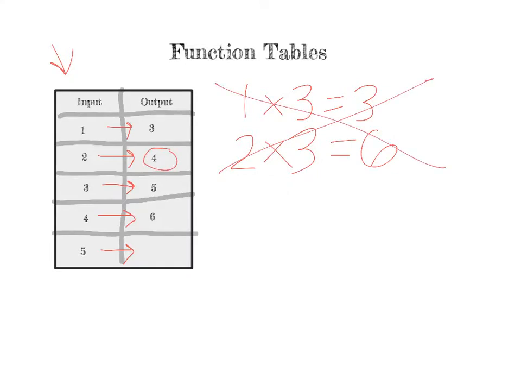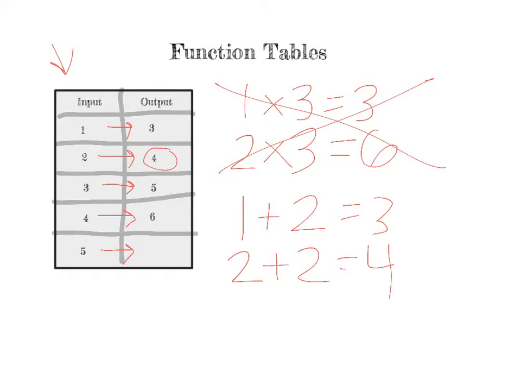Okay, let's try again. I put in 1. What else can get me to 3? 1 plus 2 equals 3. Okay, let's try it with 2. 2 plus 2 equals 4. That's the right output now.